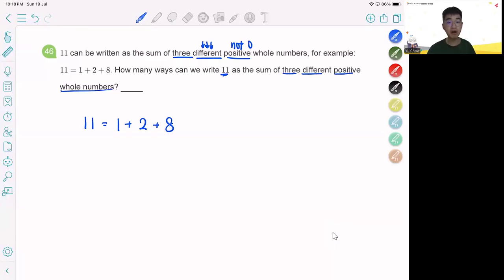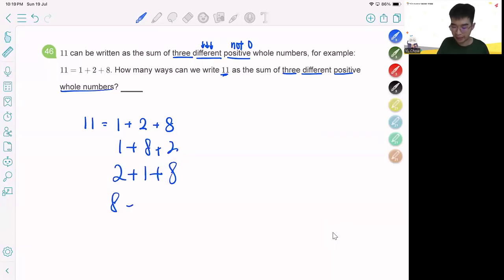When I say sum of the numbers, the order of the numbers does not matter. 1 plus 2 plus 8 is the same as 1 plus 8 plus 2, 2 plus 1 plus 8, or 8 plus 2 plus 1. They are all the same. Unless the question specifically says, for example, that I'm giving these numbers to 3 different people, so you receiving a 1 might be different from me receiving a 1.